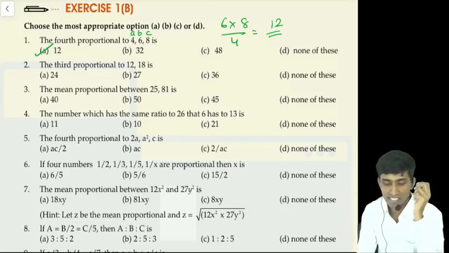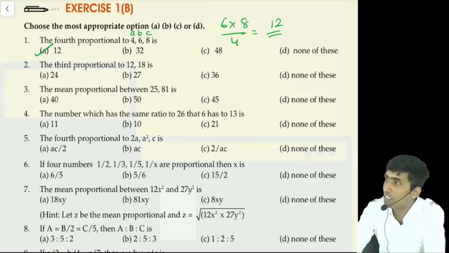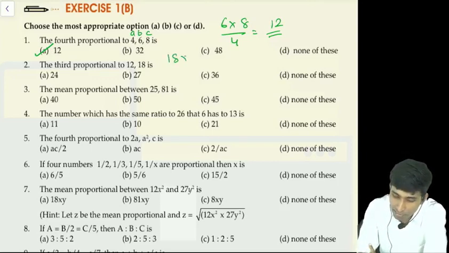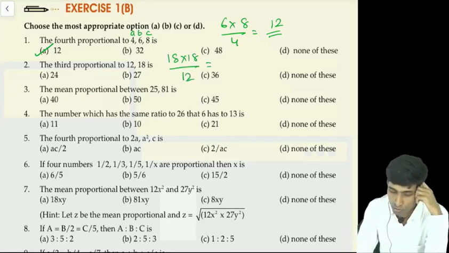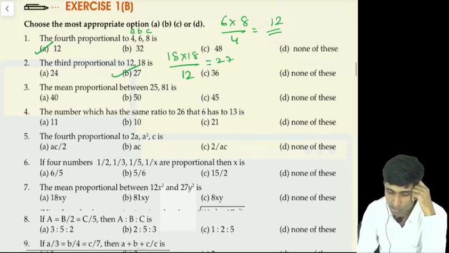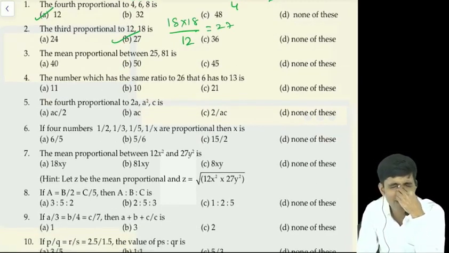Next. Third proportional. What is the formula? B square by A. So 18 multiplied by 18 upon 12 is 27. Wow. What a genius batch. I never thought I'd get such a genius batch in my life.